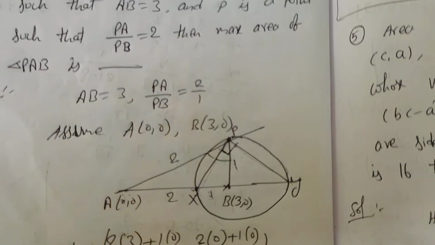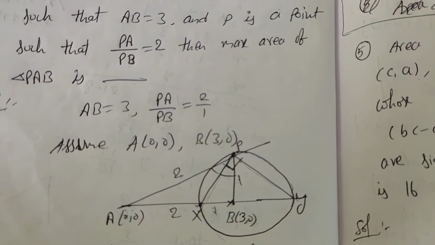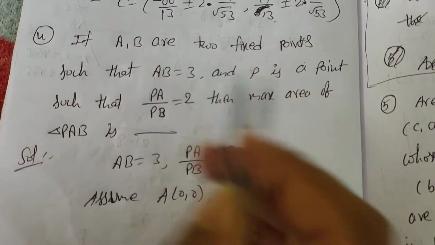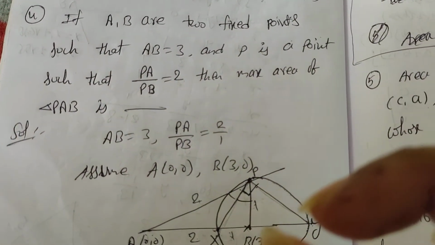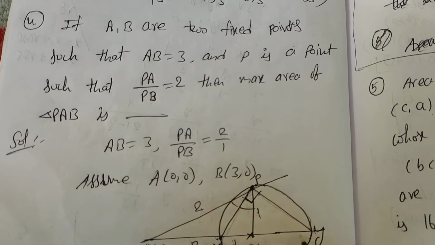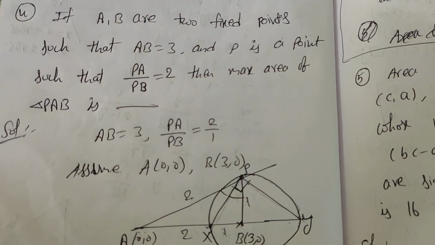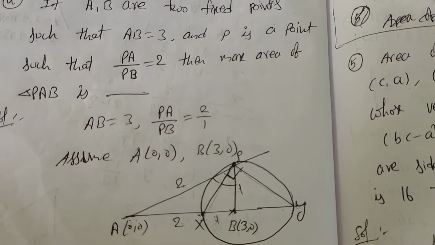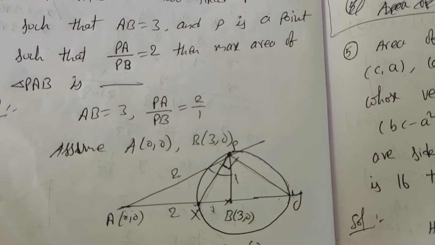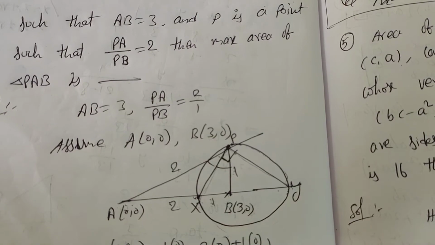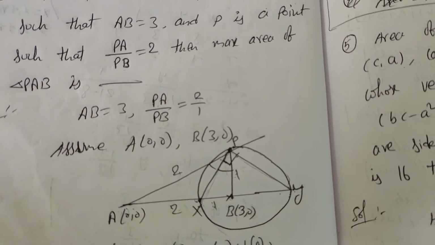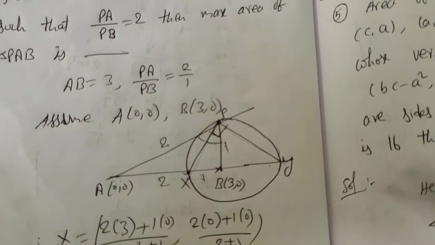So to get the area of triangle PAB, they gave the length of AB, the base length, AB is equal to 3. If you find the maximum height from P to this base, that gives the maximum area. The formula is half into base into height. So if the height is more, that gives the maximum area. If the height is less, that gives the minimum area. When it becomes maximum, you will see here.